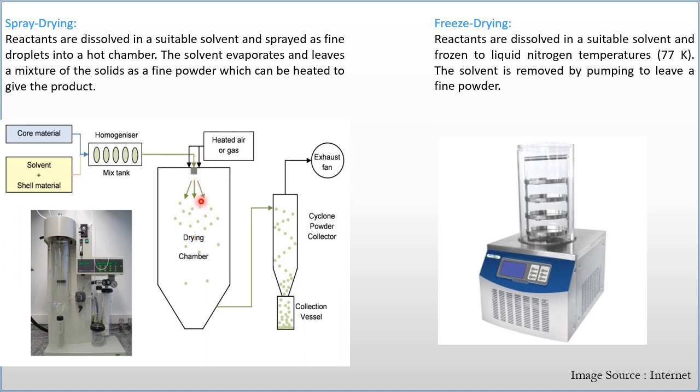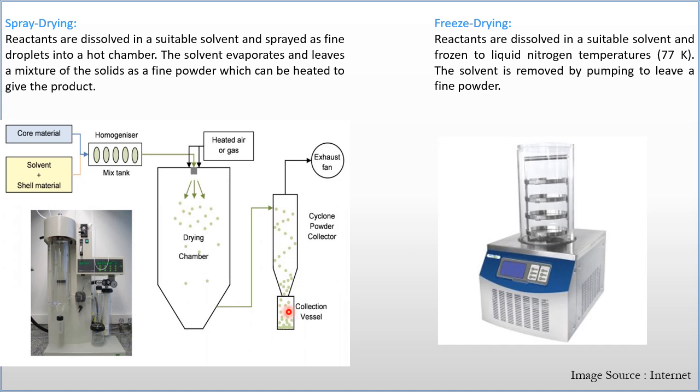So the solvent and your reactant will come into this chamber, as will the heated air or gas. The flow of gas will ensure that the particles remain in the form of a very fine or fluffy powder, and the heated air will ensure that the solvent is evaporated because of the heat provided by this heated air or gas. The exhaust fan is there so that the solvent vapors and the air can escape, and this cyclone powder collector will collect the fluffy powder of your reactants.